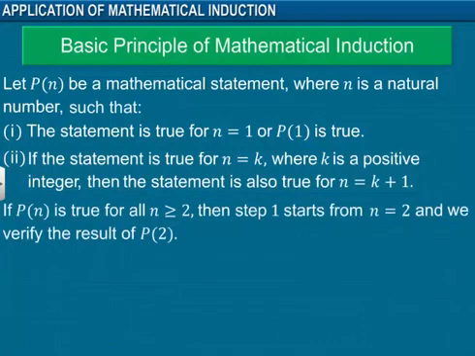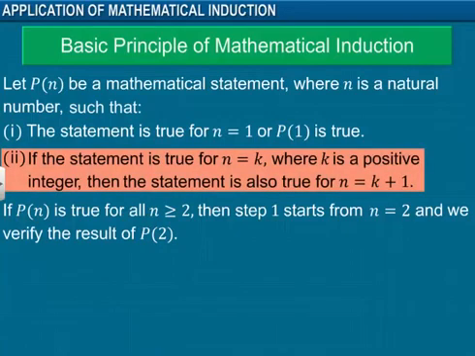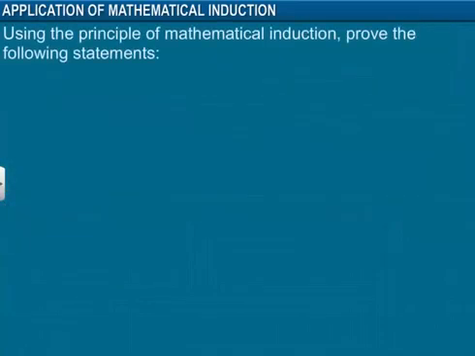If P of n is true for all n greater than or equal to 2, then the first step starts from n equal to 2, and we verify the result of P of 2. Next, if the second principle is true for n equal to k, then it is also true for n equal to k plus 1. Let's apply the principles to the following statements.